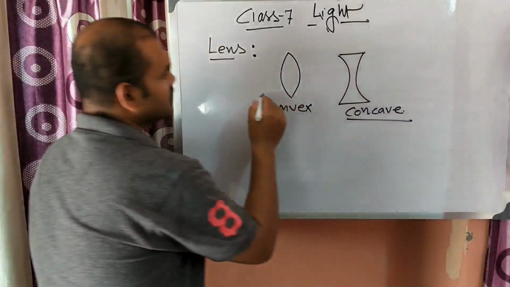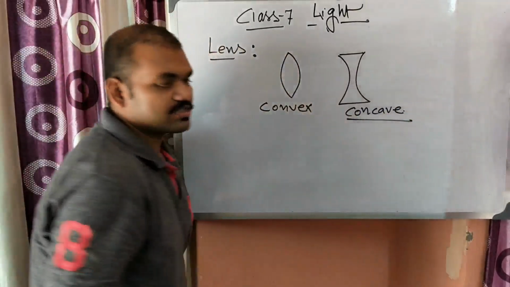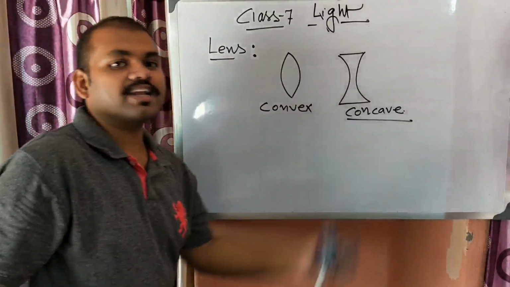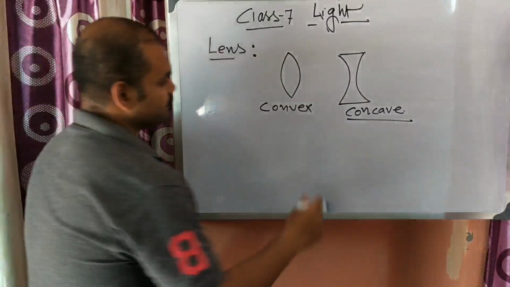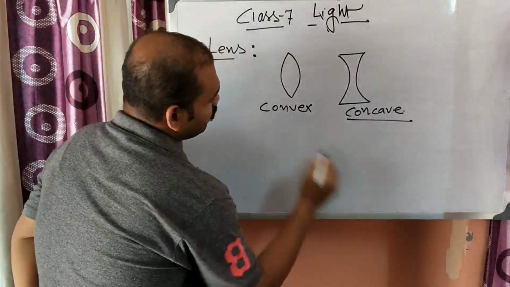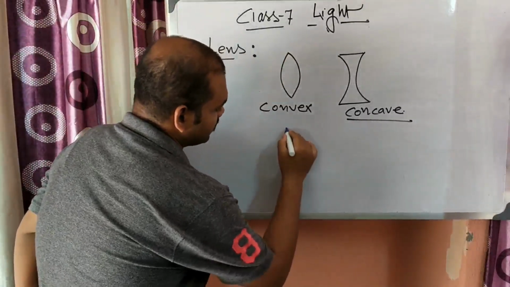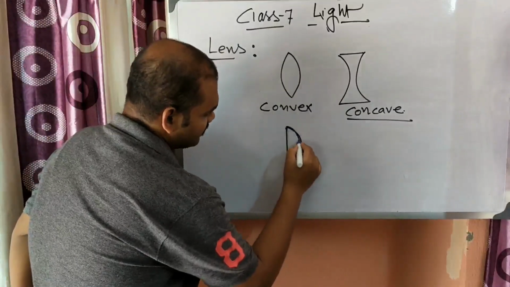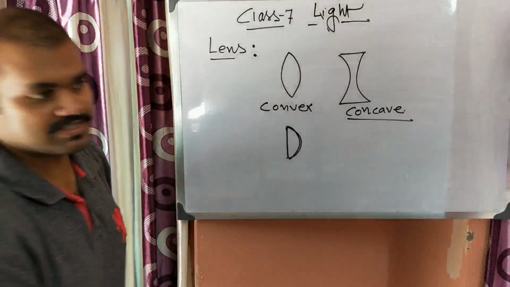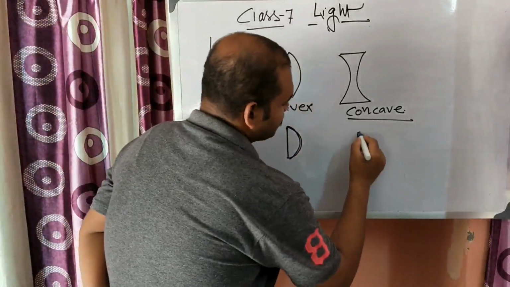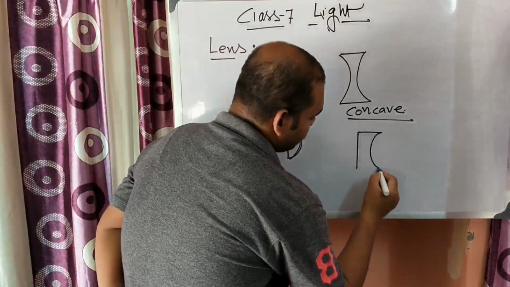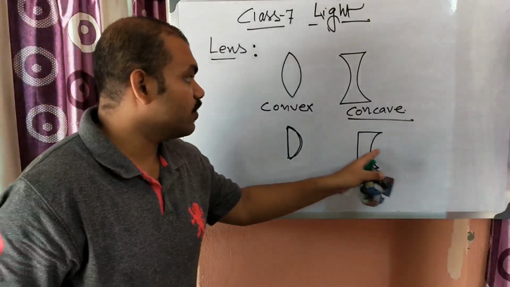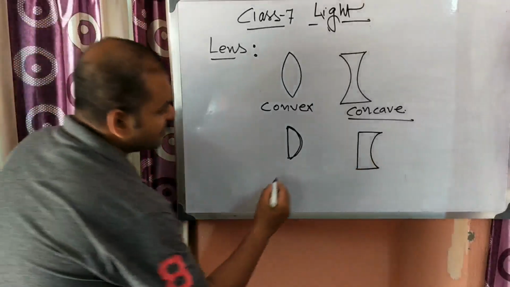Or this one is known as biconvex, and this one is known as biconcave lens also. Or generally convex lens and concave lens. Next, what is plano-concave lens? Plano-convex: one side is plane and another side is convex, is known as plano-convex, and whose one side is plane and one side is curved is known as plano-concave.